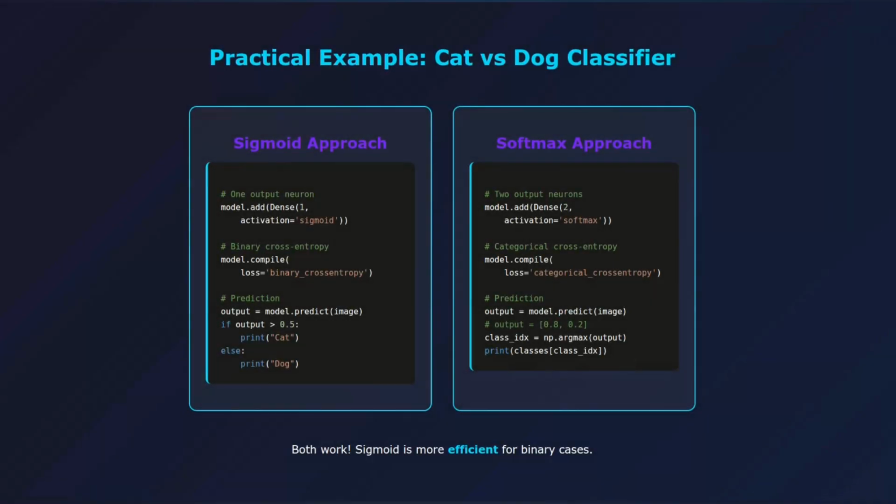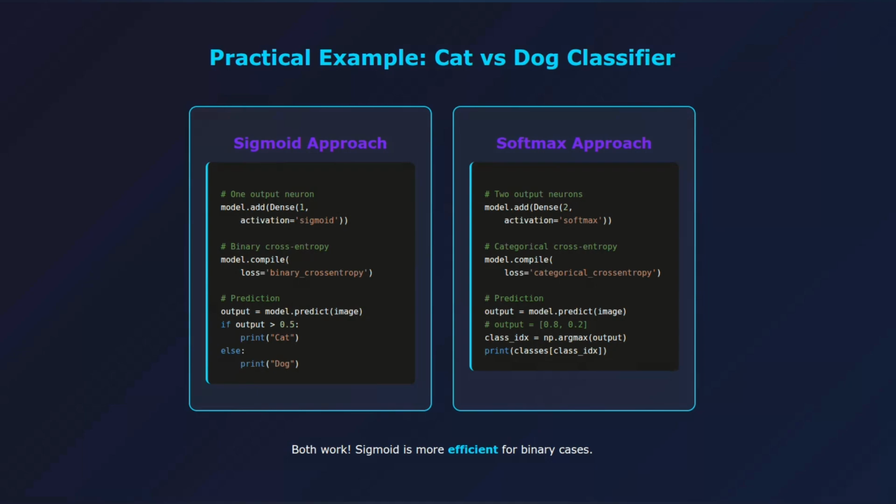Let's see a practical example comparing both. Here's a binary classification problem solved two ways. On the left, we use one output neuron with Sigmoid. For a cat versus dog classifier, output greater than 0.5 means cat.